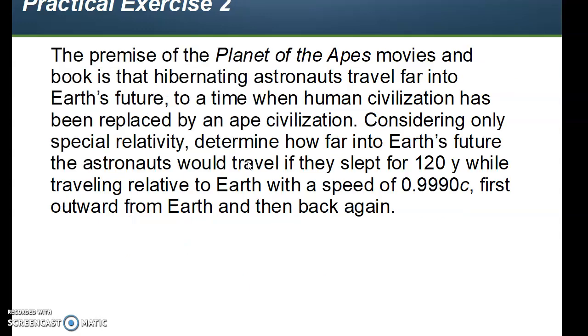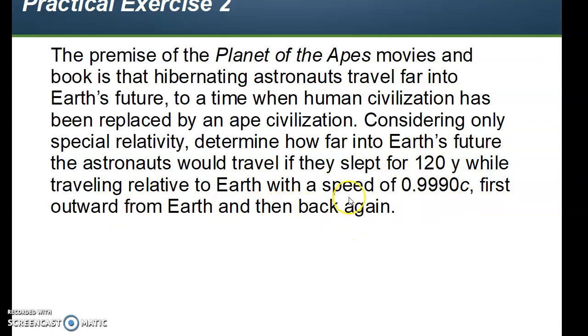Okay, now the next one, and this is one I really liked. The premise of the Planet of the Apes movies and the book is that hibernating astronauts travel far into Earth's future, to a time when human civilization has been replaced by the ape civilization. Considering only special relativity, determine how far into Earth's future the astronauts would travel if they slept for 120 years while traveling relative to Earth at a speed of 0.9990 times the speed of light. So they're pretty close to the speed of light, first outward from Earth and then back again.